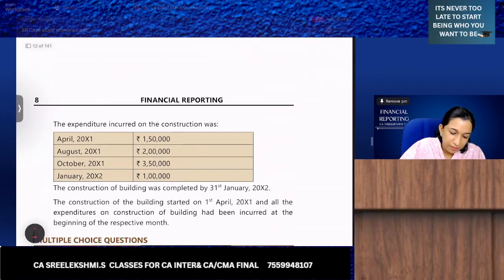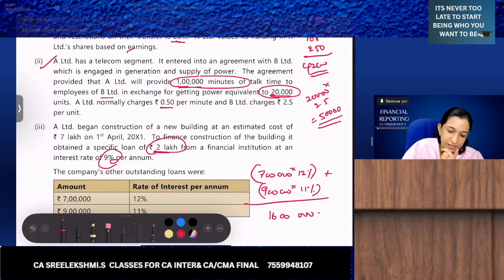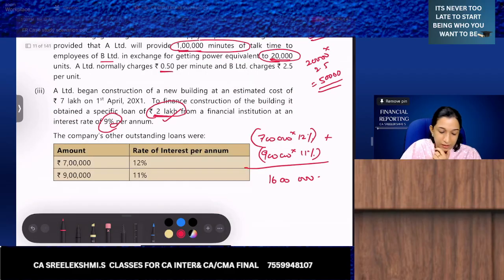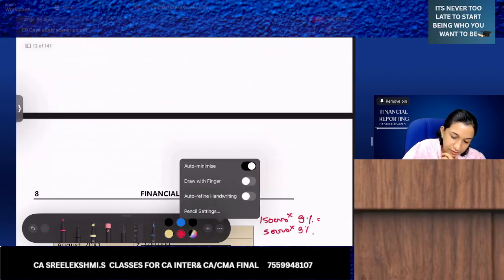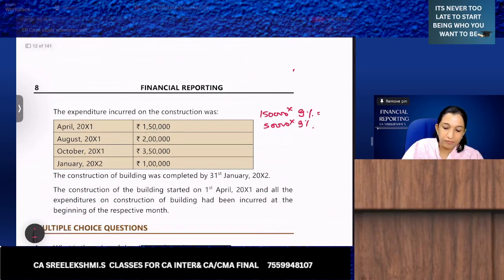What is the amount of borrowing cost on specific borrowing? On specific borrowing, there is a specific borrowings of 2 lakhs. Date of loan is maybe from the beginning, 1st April till, so it is 2 lakhs into 9 percentage into 10 by 12, 15,000.